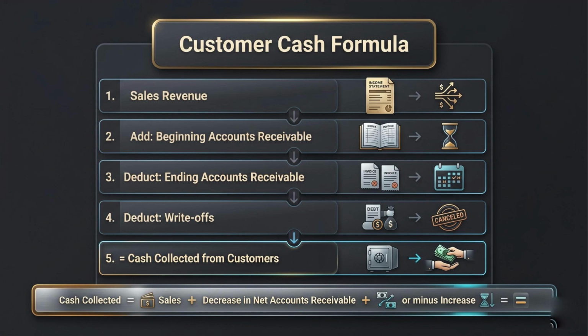So the result is cash collected from customers. A simple shortcut is this: sales plus decrease in net accounts receivable, or sales minus increase in net accounts receivable, with write-offs handled carefully. This is where many students lose marks because they treat accounts receivable like magic. It is not magic, it is timing.